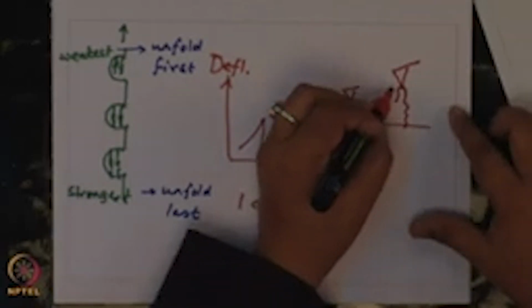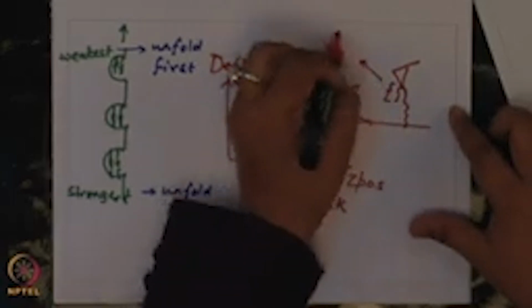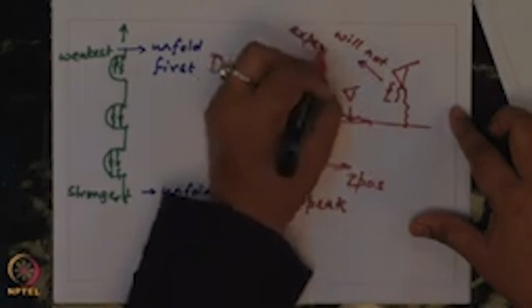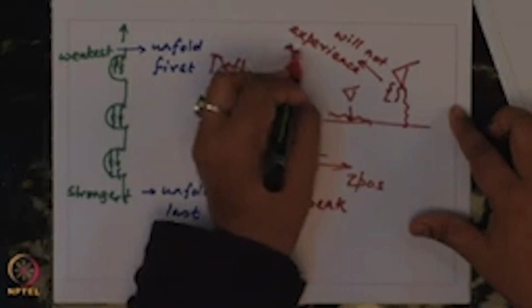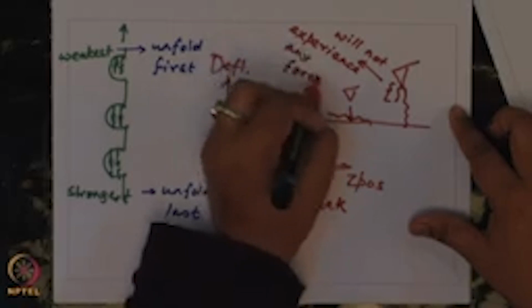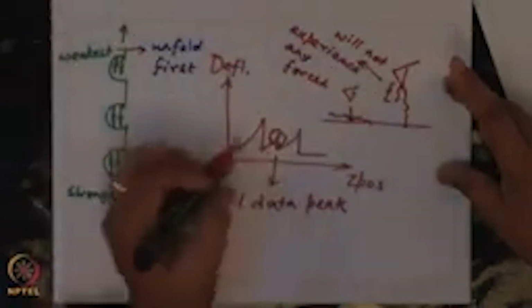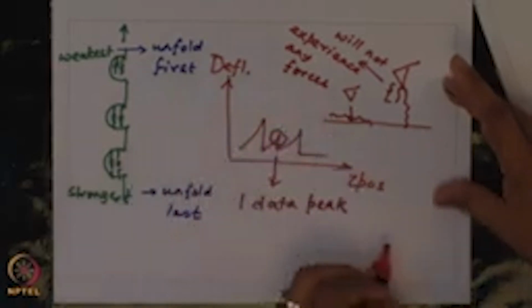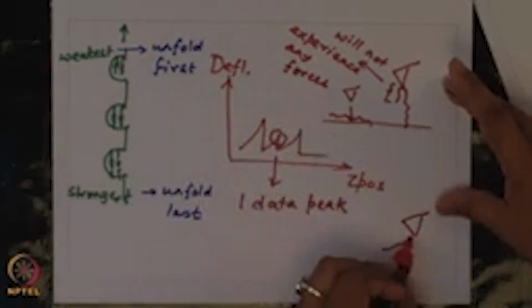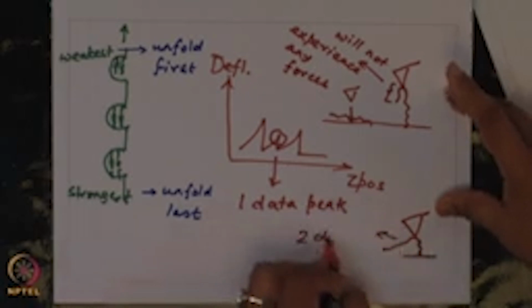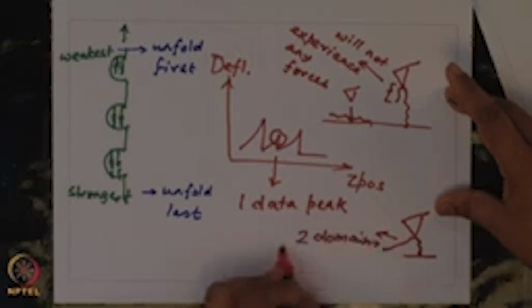So, this portion of the protein will not experience any forces. Okay. So, in a sense, for example, if this is your first domain, it won't unfold, but the second and third will. So, the case I have drawn is something like this. Okay. So, you have two domains that are not stretched.